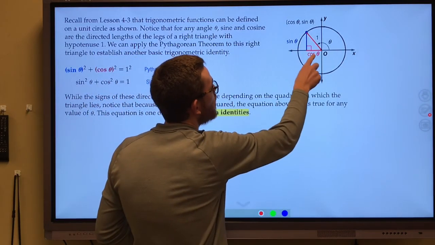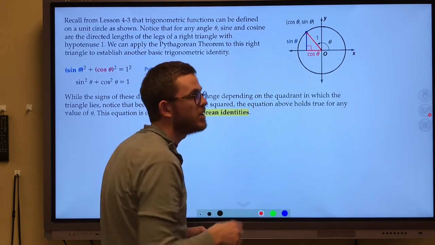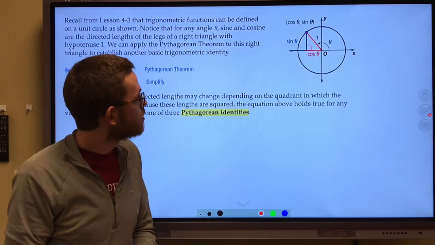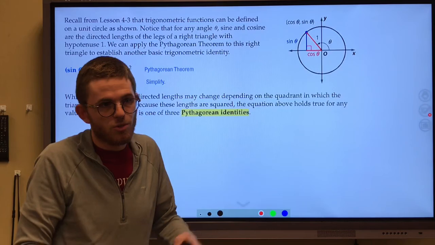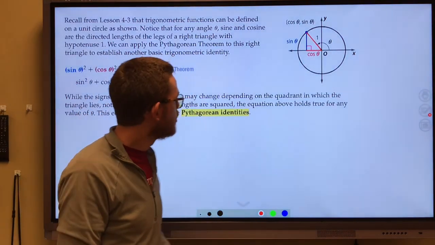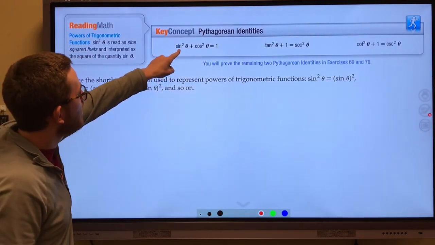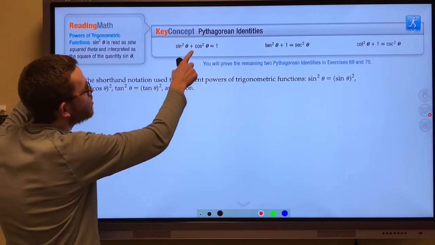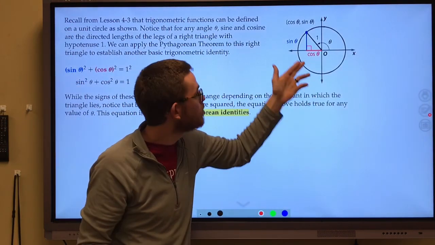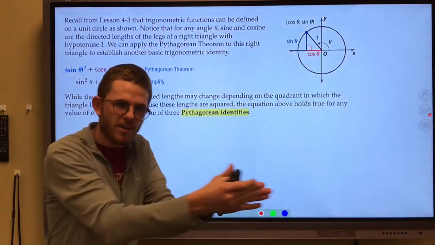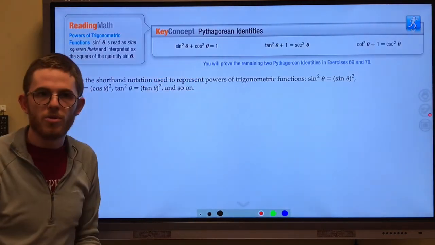We know that the square of cosine plus the square of sine would have to add up to be the square of the hypotenuse. Cosine squared plus sine squared would equal 1 squared, which means they would just add up to be 1. So that is our Pythagorean identity right there. Sine squared plus cosine squared equals 1. Remember, because cosine is the x value of any point, and sine is the y value, that gives us the 2 legs. So that is our original Pythagorean identity.